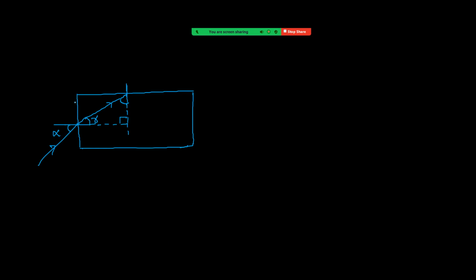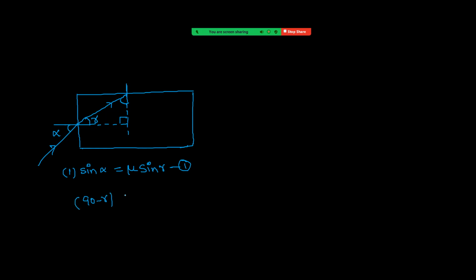First of all, write the condition for this boundary. Snell's law. It is mu1, that is 1, sine alpha, equal to mu2, that is mu, which we have to calculate, sine r. Okay, this is equation 1. Now the condition is, here the angle of incidence is 90 minus r. Okay, 90 minus r, that is the angle of incidence.